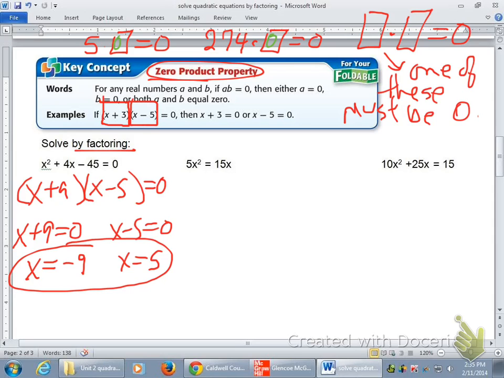So now you know that this quadratic will cross the x-axis at negative 9 and positive 5. That's the zero product property. That's how you solve by factoring.